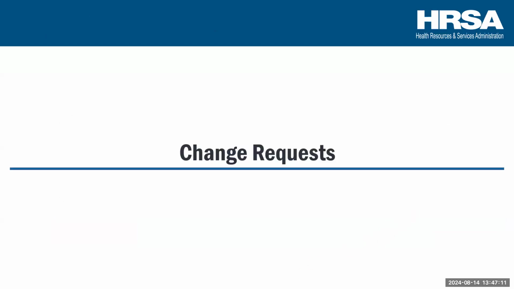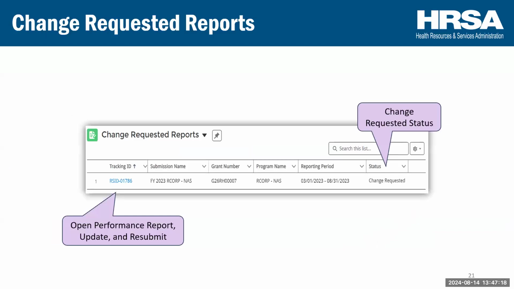So now what happens if HRSA does request updates to the report while reviewing? Let's go ahead and take a look. If HRSA sends back the report for updates, you will receive an email notification with the comments that the PO added about the requested change. The performance report status moves to change requested, and you can find the report on the change requested reports list view.